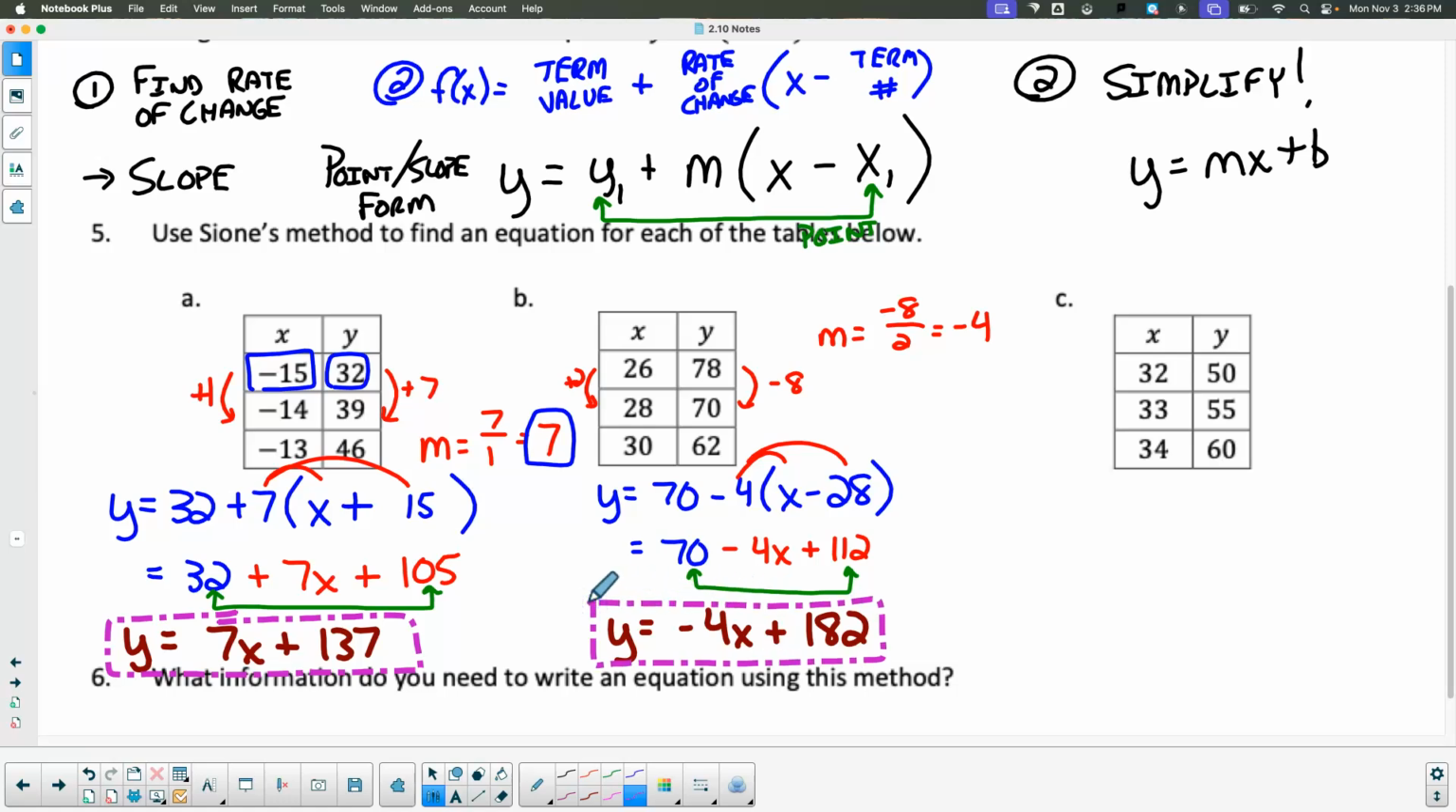Spot check on letter B. I got y equals negative 4x plus 182. Yep. Yeah? Yep. Julie's got y equals x plus b. Those are my notes that I was taking. I have a question. How does it go from a negative to a positive? What do you mean? Oh, negative 4 times negative 28. A negative times a negative is positive. Oh, okay. That's how.